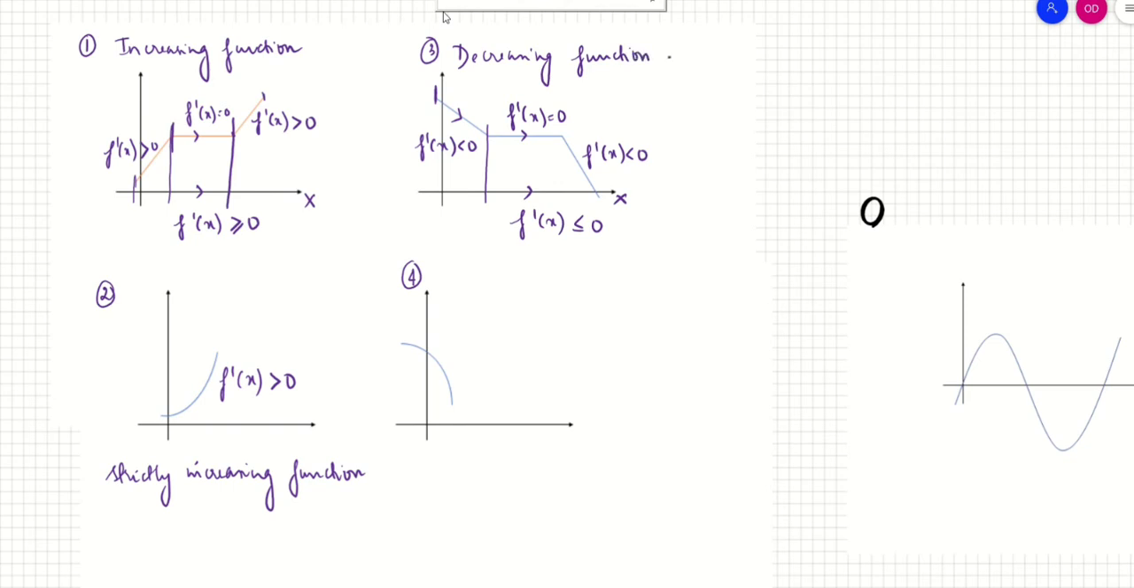Now observe graph number 4. Observe that throughout the domain, the function is strictly decreasing, or the slope is strictly less than 0. So we get f dash of x strictly less than 0, and this is an example of a strictly decreasing function.